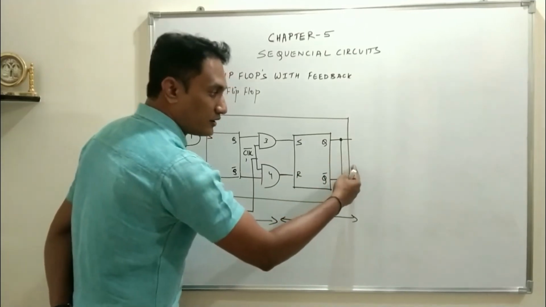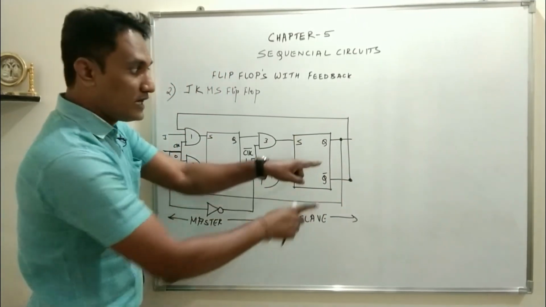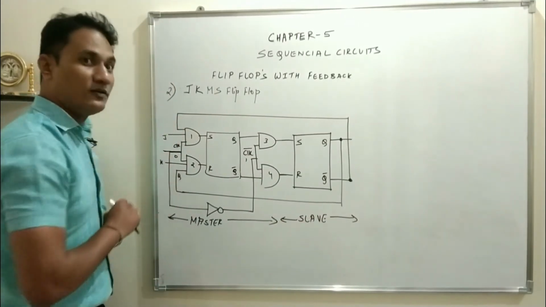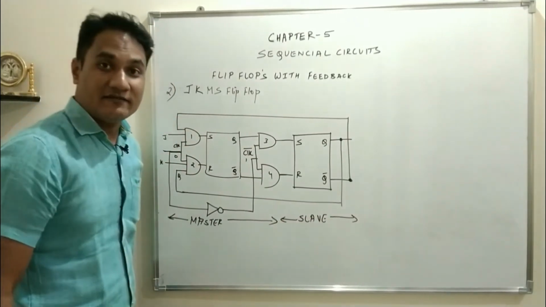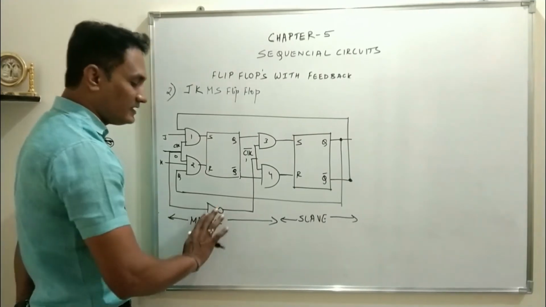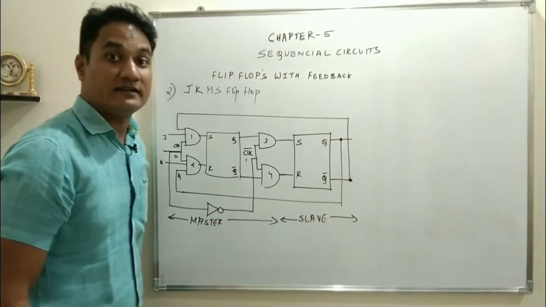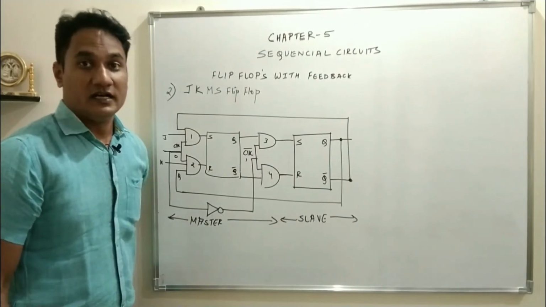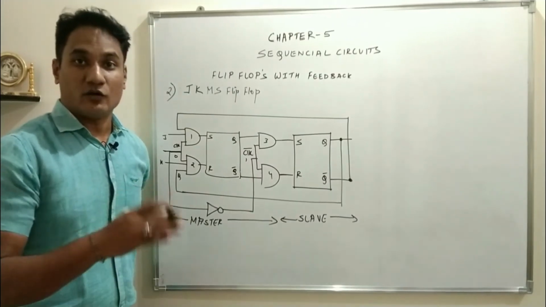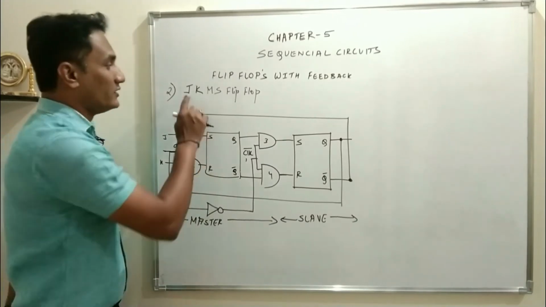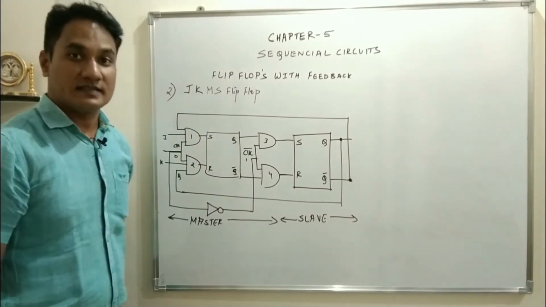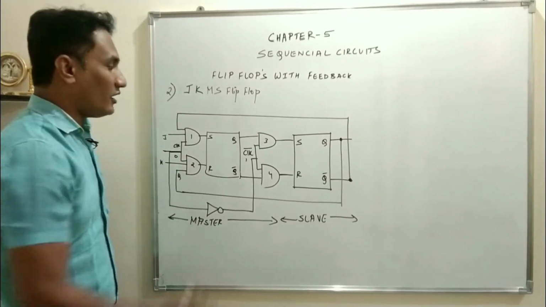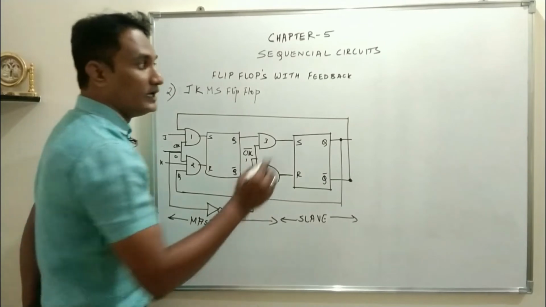It will change the output condition, and you know, as soon as the output is changed, it is fed back to the input, but at that point clock is 0, so input is deactivated. So what happens is either master or slave will work, and in that way the uncertain condition will be removed. That means we can overcome race around condition by using JK master slave flip-flop. Let us step by step understand the working of JK master slave through the truth table.